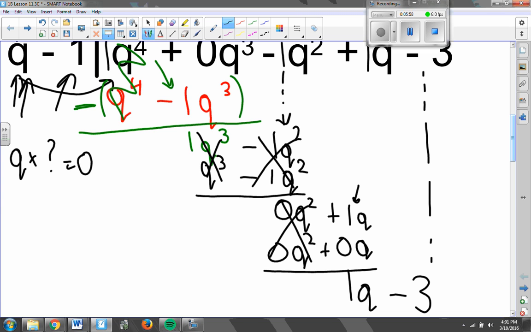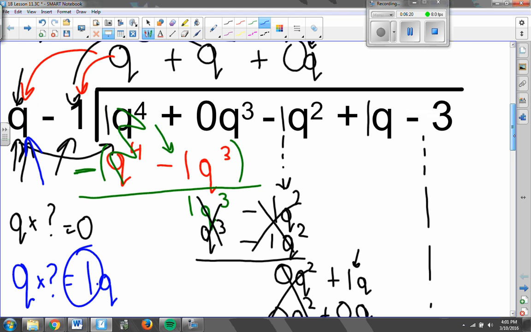My -3. And now for the last time, I need to ask myself, this q here, q times what is going to get me to 1 q? Well, obviously it's 1. Q times 1 will give me 1 q. So 1 is my question mark, and that's what goes up here in my answer.